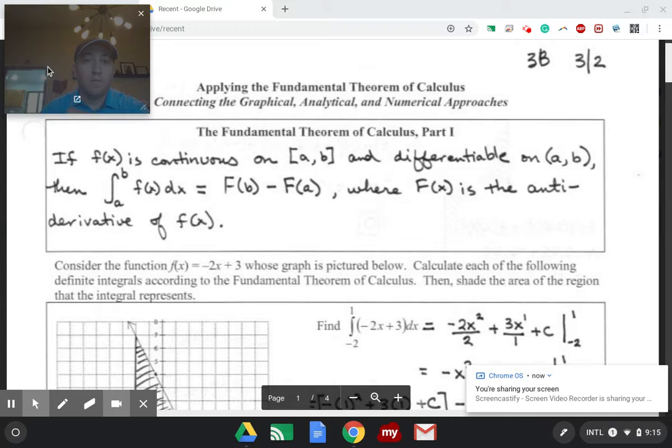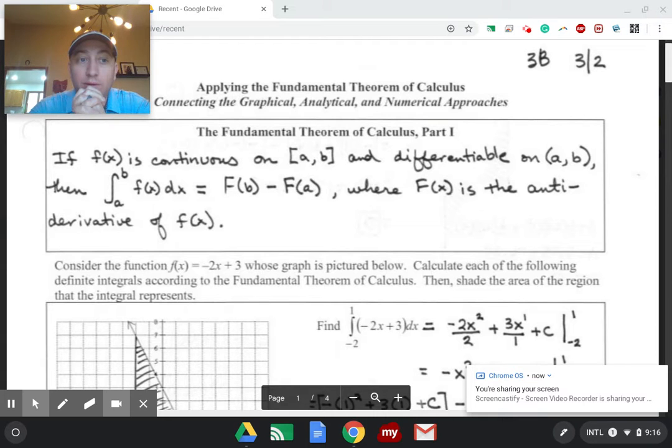I'm going to be talking about the fundamental theorem of calculus today. This is a pretty big one. So we just got done talking about Riemann sums, which is estimating the area underneath a curve using basically rectangles and trapezoids. The fundamental theorem of calculus basically takes the estimation part away and makes it all about finding the exact value underneath the curve that's bounded by the x-axis.